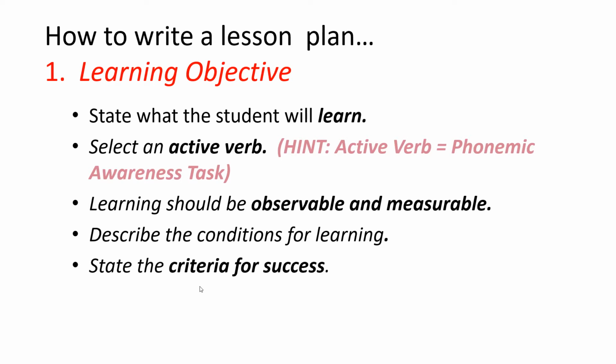The third thing you want to include in a learning objective is you want to make sure that what you're saying the students are going to be doing is observable and measurable. So again, you can't observe or measure thinking. So you don't want to write something like the students will think about syllables. Instead, you could say the students will clap syllables. That's something we can see, and we could measure how many times the students were able to clap the correct number of syllables.